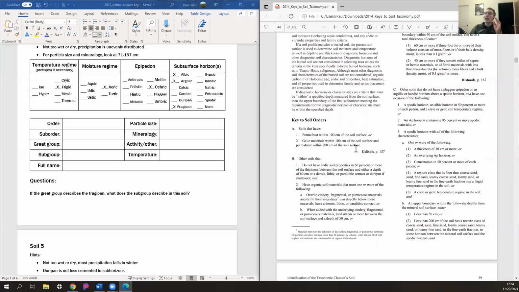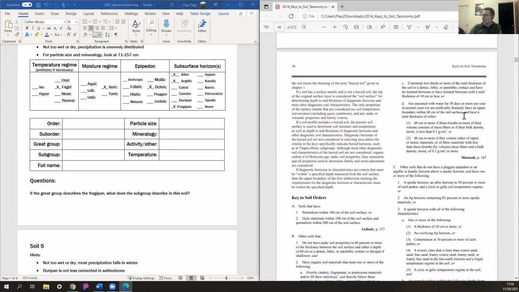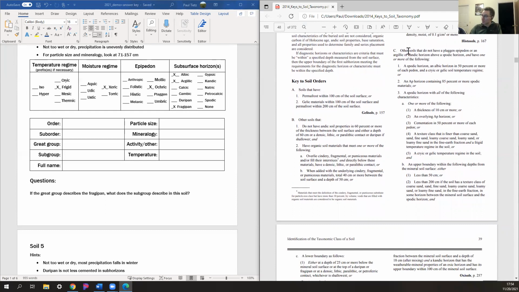So if you have literally any type of soil at all with permafrost in the top meter, it's a gelisol. You don't have to ask any other questions. Gelisol is the most restricted definition. After that, we have histosols, with really deep O horizons. We don't have either permafrost or the O horizon, so I'm skipping past both of those.